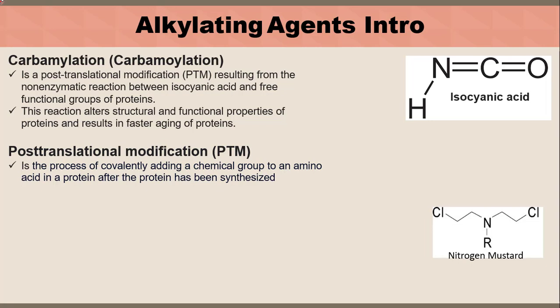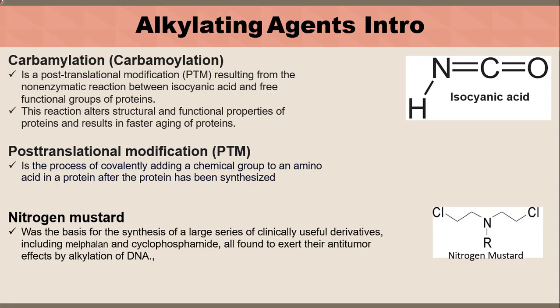Here is the chemical structure of nitrogen mustard. The nitrogen mustard was the basis for the synthesis of a large series of clinically useful derivatives, including melphalan and cyclophosphamide, all found to exert their anti-tumor effects by alkylation of DNA.